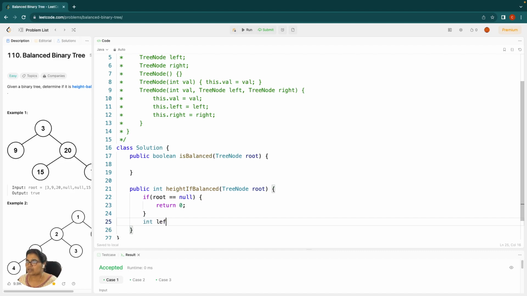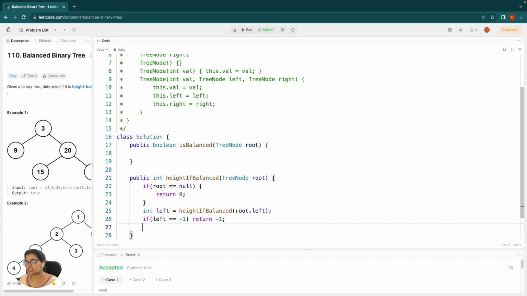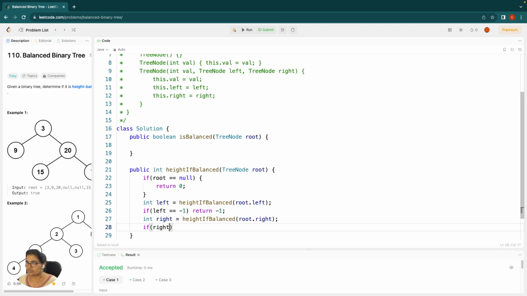Else, left equal to height of left tree, which is root dot left. We call the same function with the left. And if left equal to minus 1, in case it returns minus 1, then there is no point calculating the right. We just return minus 1. Otherwise, we check for the height of right tree. Okay. And again same condition. If right equal to minus 1, we return minus 1.